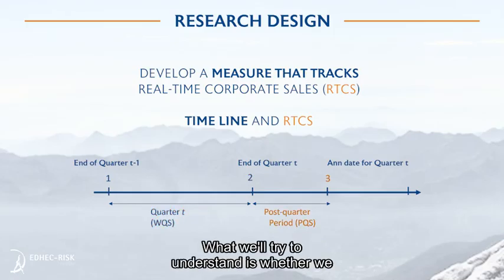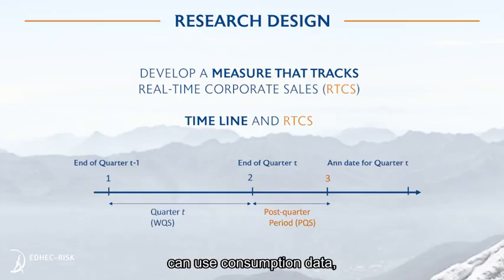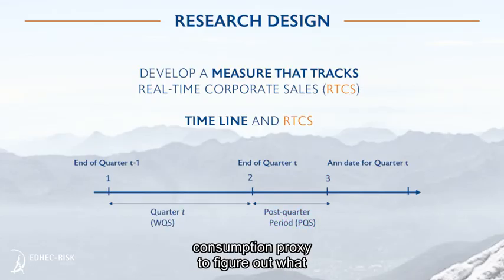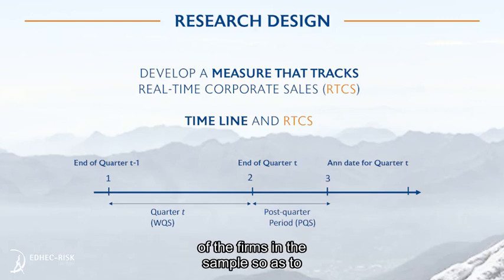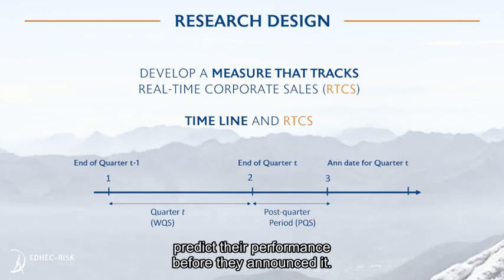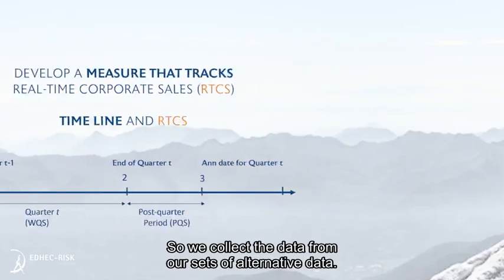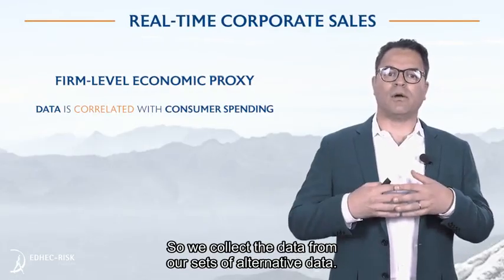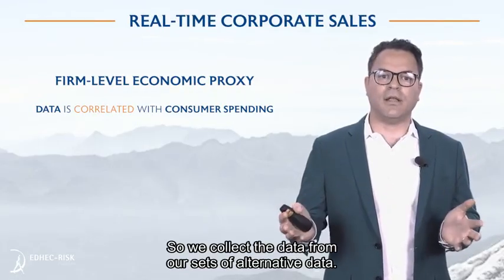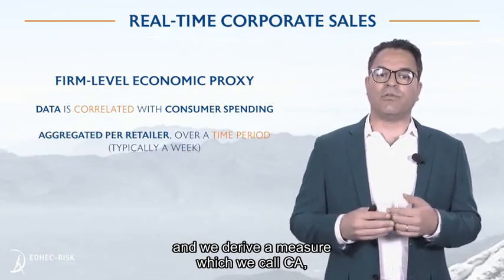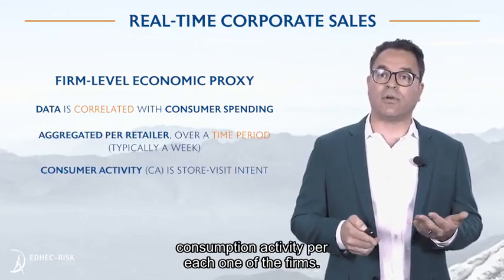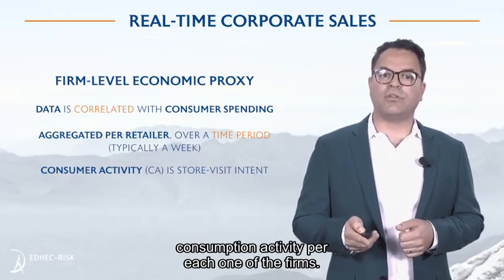What we'll try to understand is whether we can use consumption data, a consumption proxy, to figure out what was going on during the quarter for each one of the firms in the sample, so as to predict their performance before they announce it. So we collect the data from our sets of alternative data. We aggregate the data per company and over time, and we derive a measure which we call CA, consumption activity, for each one of the firms.